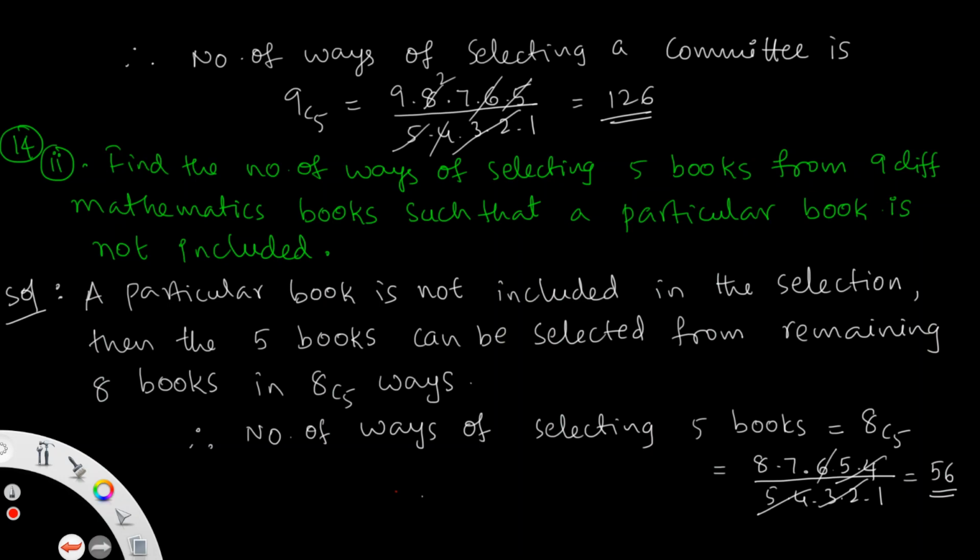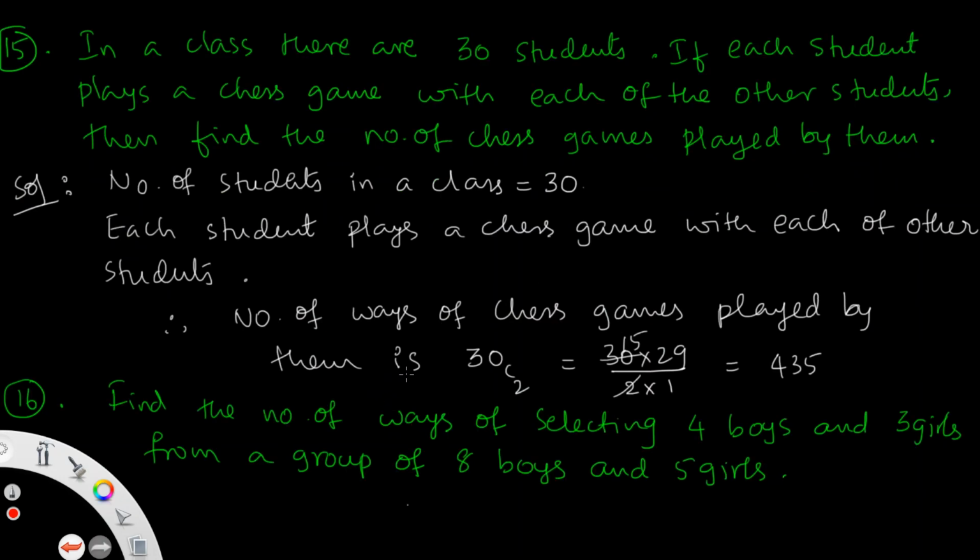Then question number 15. In a class, there are 30 students. If each person plays a chess game with each of the other students, find the number of chess games played by them. The total number of persons is 30. Chess game means, suppose A and B are there, then B and A is also the same one way. Like this, you have to select 2 persons out of 30 students.